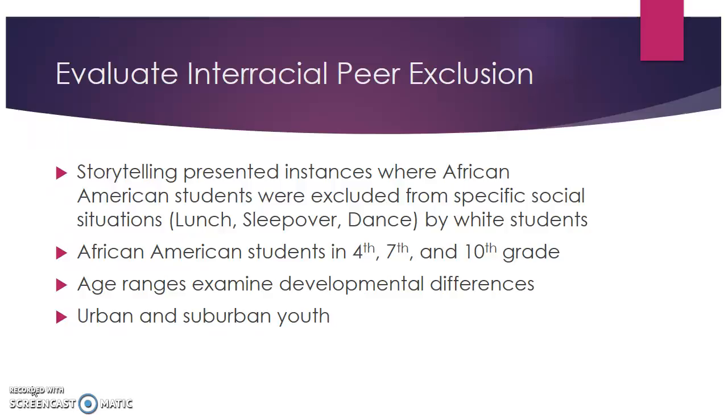And the reason why the researchers used different age groups was so that they could look at developmental differences in how students perceived being excluded or rejected from these social situations. It also utilized both urban and suburban youth populations. In other words, students attended schools like in New York City as well as the greater metropolitan Washington, D.C. area. That way they were able to look at students who attended schools where African Americans actually represented most of the student body, and then they contrasted that with student populations where African Americans were actually amongst the minority and they were within a more diverse situation.